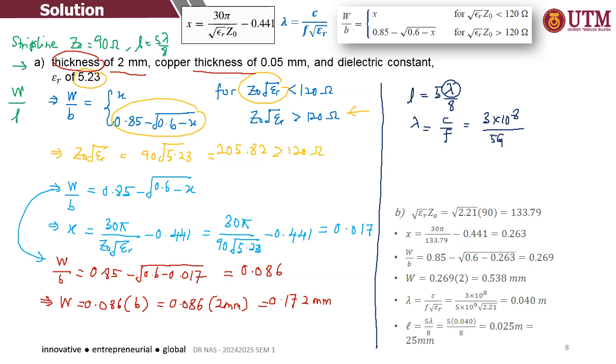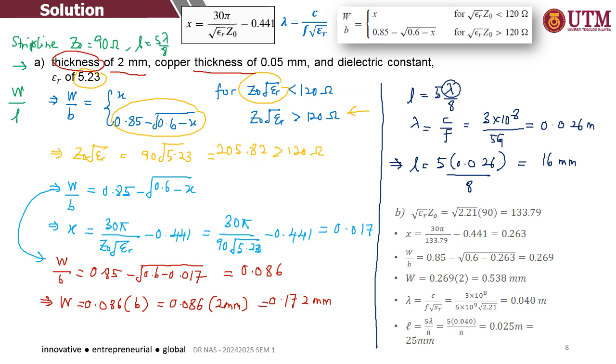So you can get your lambda equal to 0.026 meter. Okay, then you can calculate your L equal to 5 lambda, 0.026 meter divided by 8. Right, so you should get your L equal to 16 millimeter or 0.016 meter. Okay, so you already have your W and L.